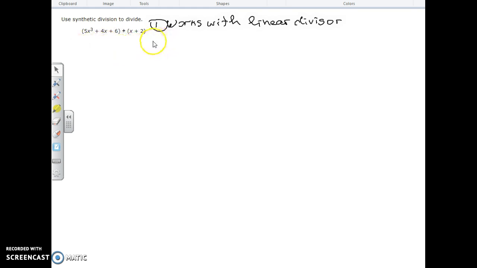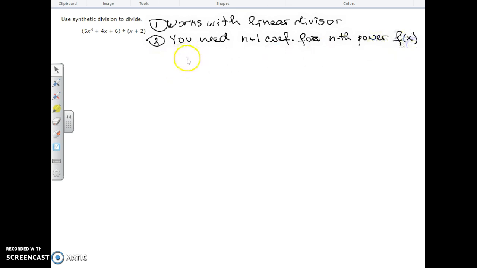Okay. Reminder number 2 is you need n plus 1 coefficients for an nth power polynomial. Okay. Do not miss any coefficients. If you miss a coefficient, you will not be able to complete the synthetic division.